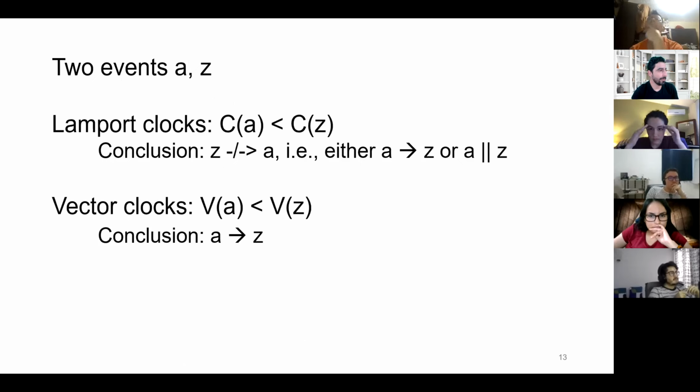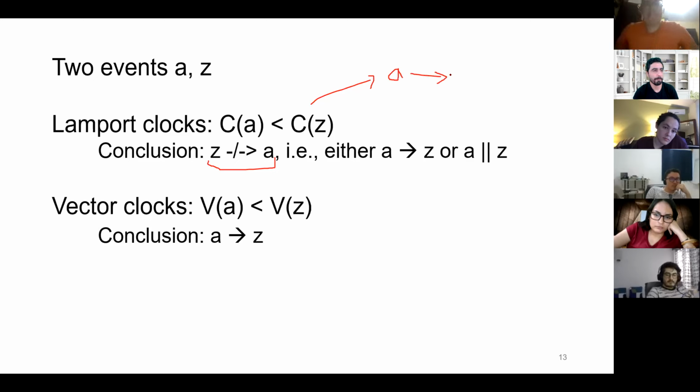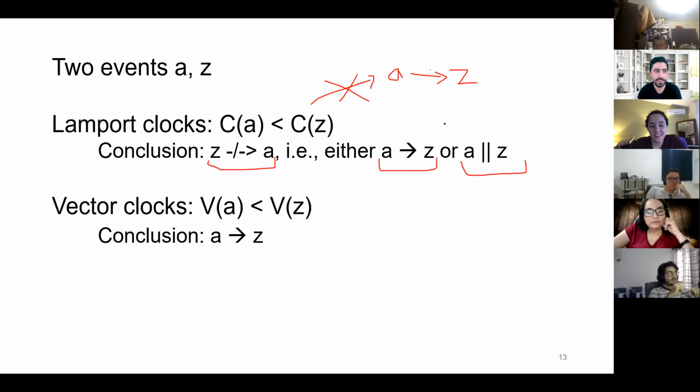You remember when we were talking about the Lamport clock, saying Lamport clock A is smaller than Lamport clock Z, you cannot basically conclude from this that A happened before Z. Sorry, let me correct. From this you can conclude Z is not happening before A for sure, but you cannot conclude A happening before Z, or whether A and Z are concurrent. So you don't know which one is correct from this.